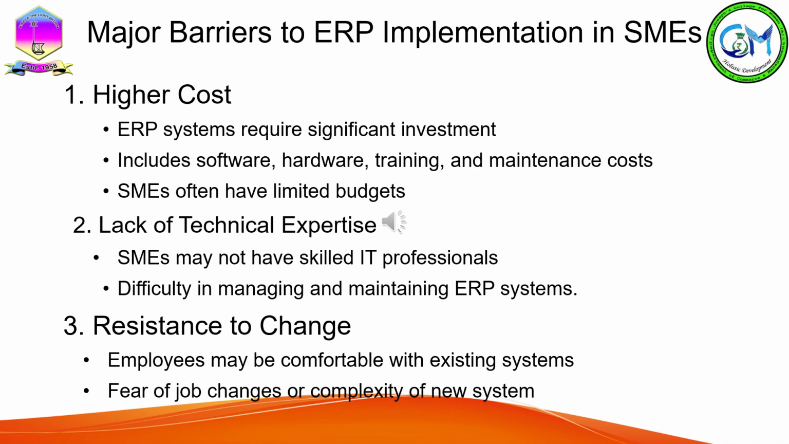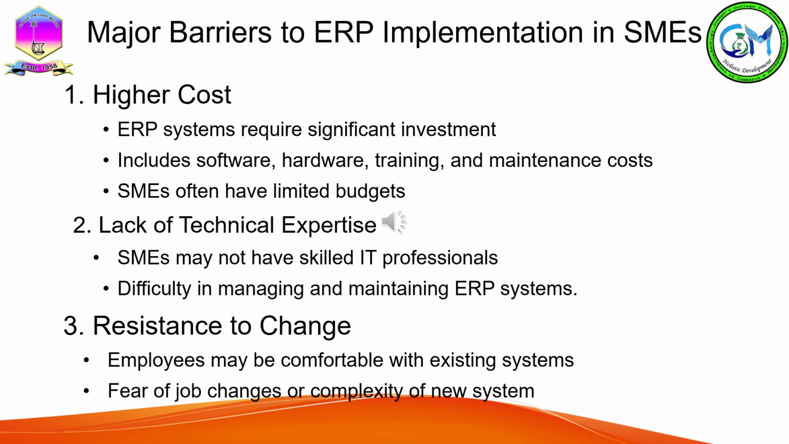Major barriers to ERP implementation in SMEs. First one is higher cost. An ERP system requires a significant, huge investment. It includes software, hardware, training and development, maintenance cost, etc. SMEs often have a limited budget. Generally, ERP project implementation has a lot of one-time implementation cost in the areas of consultation, project management, software license, etc. Additionally, the ongoing maintenance and support cost of ERP systems is very high for small and medium enterprises.